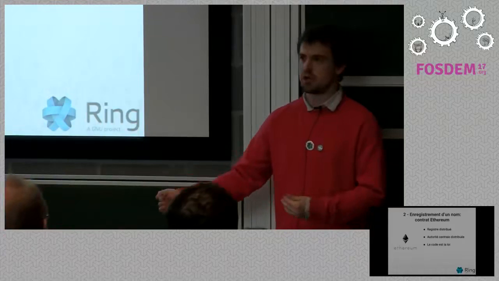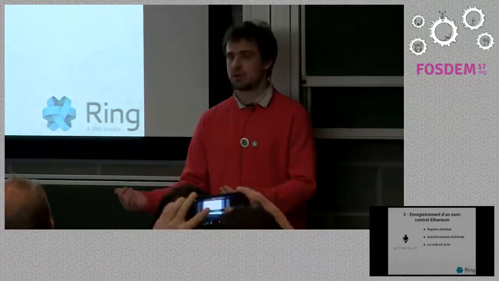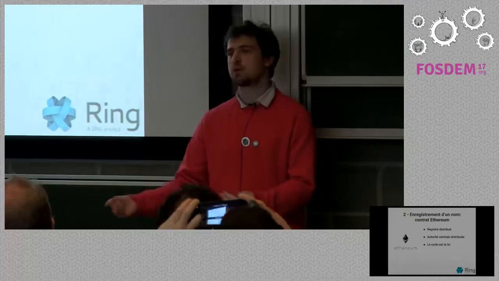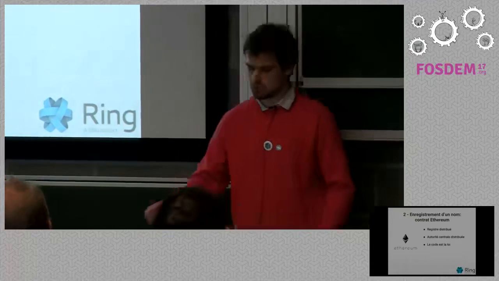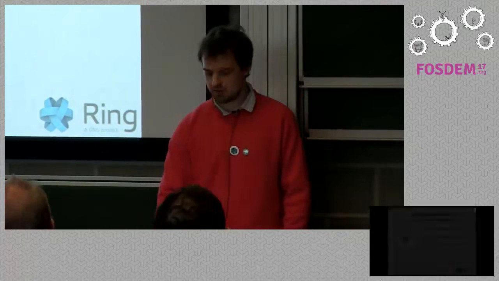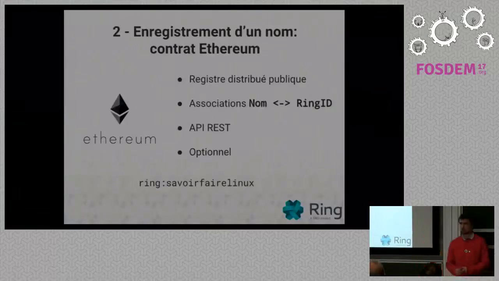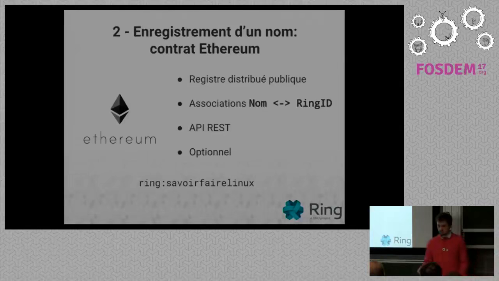So it's a free, instantaneous operation on the blockchain. And you will get the Ring ID corresponding to this username, and then use this Ring ID just as you would use an IP address that you resolve from a DNS address online. So the Ethereum registry is basically just a name, Ring ID. So it's a key pairs registry.